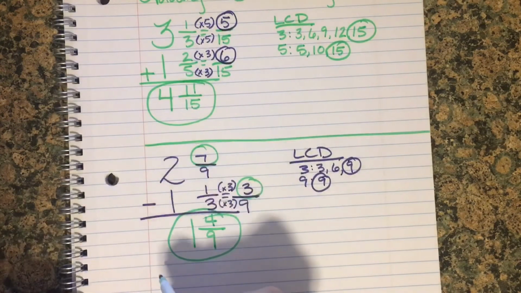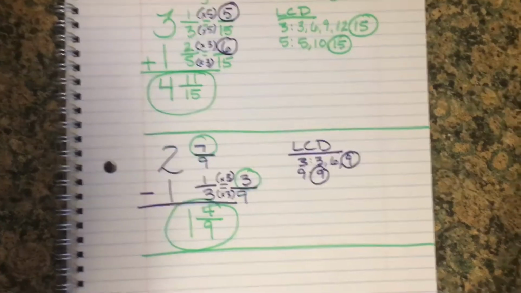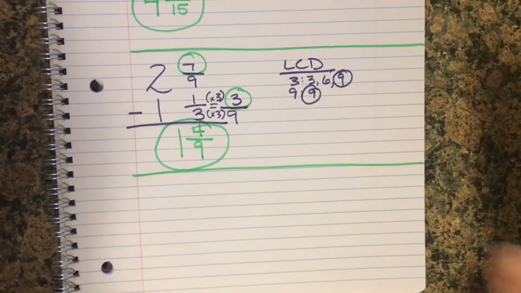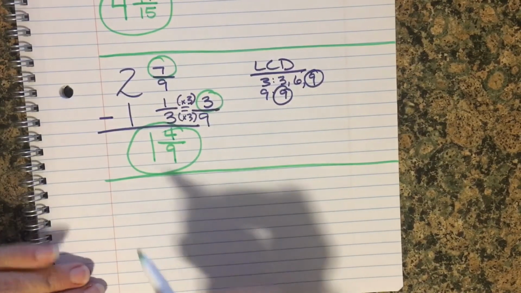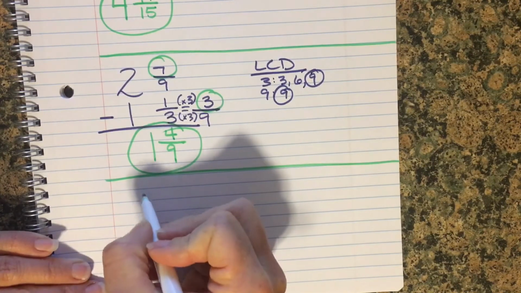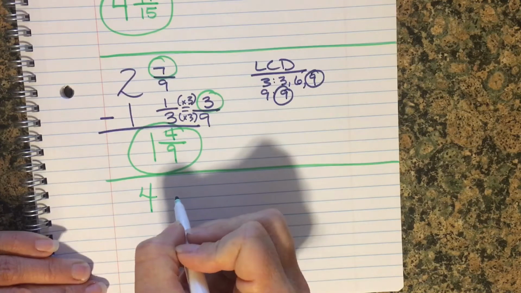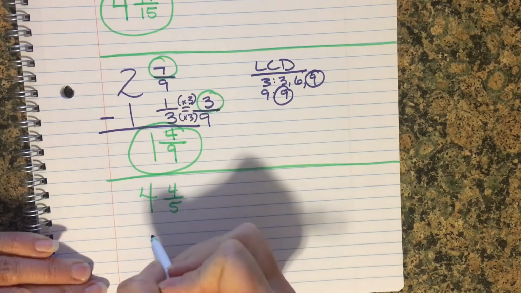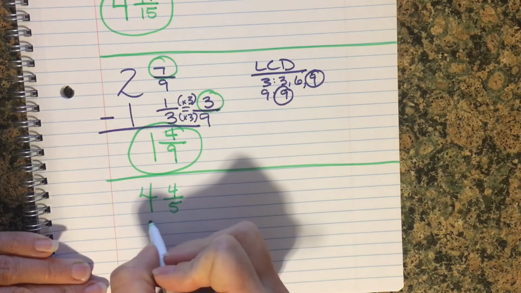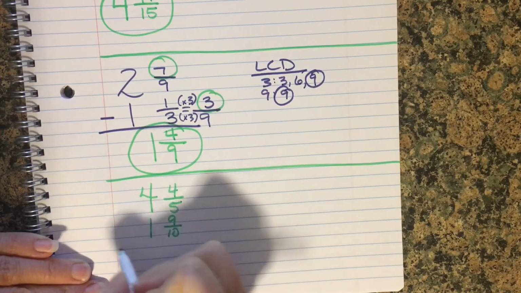I'm going to show you one more. Sometimes these problems get a little tricky when you have to convert an improper fraction to a mixed fraction and then add it to the other whole numbers. I'll show you what that looks like. So let's say I have 4 4/5 plus 1 9/10.